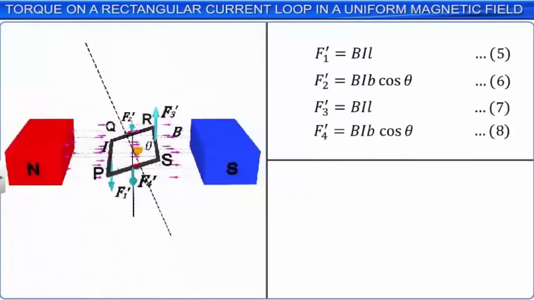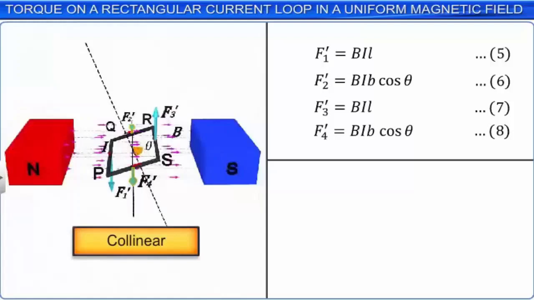We observe that the forces F2' and F4', which are equal in magnitude, act along the same line, that is, along the axis of rotation. Hence, they are collinear. But they are unlike as they act in directions opposite to each other. Hence, these two forces cancel each other and their resultant is 0. Thus, these two forces do not constitute torque.